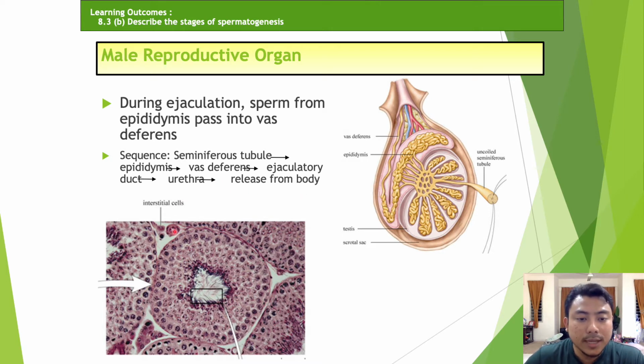So in this diagram, you can see a cross section of a seminiferous tubule. You can see this one big circle over here. In this part, we can see small, tiny bristle-like, hair-like structures. These are not just bristles. These are actually the tails of the sperm.